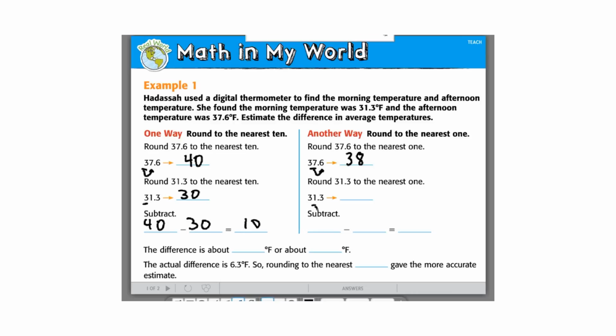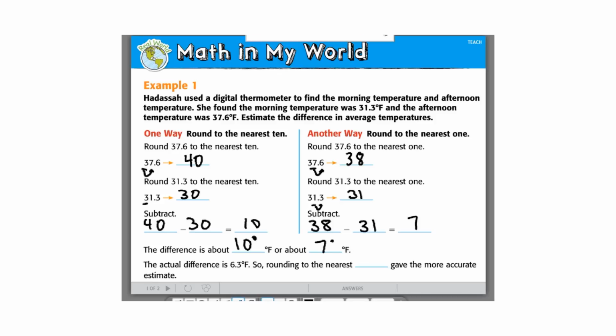And then if I look to the right here, because 3 is 4 or less, that would give the 31 a rest, and you'd have 31 there. So it's 38 minus 31, which would give us about 7. And the difference would be 7. So the difference would be about 10 degrees, or 7 degrees.